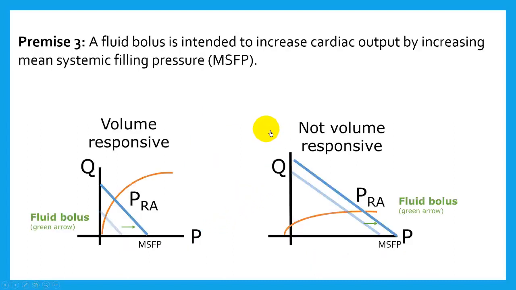So again, just a reminder, a fluid bolus is intended to increase cardiac output by increasing the mean systemic filling pressure, which I've already showed you. That's volume responsiveness. So if you give a fluid bolus and you shift this curve over, you're shifting the mean systemic filling pressure, which is the intersection with the x-axis here, rightward, in both these situations. Now the rightward shift in this case gave me a big increase in my cardiac output. It went from here to here. On the other hand, here did not do that. So that's what volume responsiveness is all about.